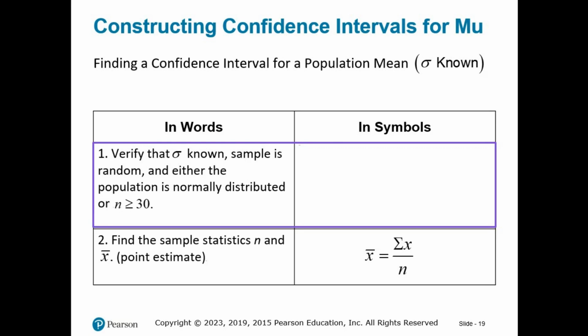Also, have they told you what level of confidence you're supposed to assume? And do you know X bar or do you need to find it? Second, if you're not given the sample statistics, if you're just given raw data points, then you need to find the point estimate, your X bar or sample mean at this point.